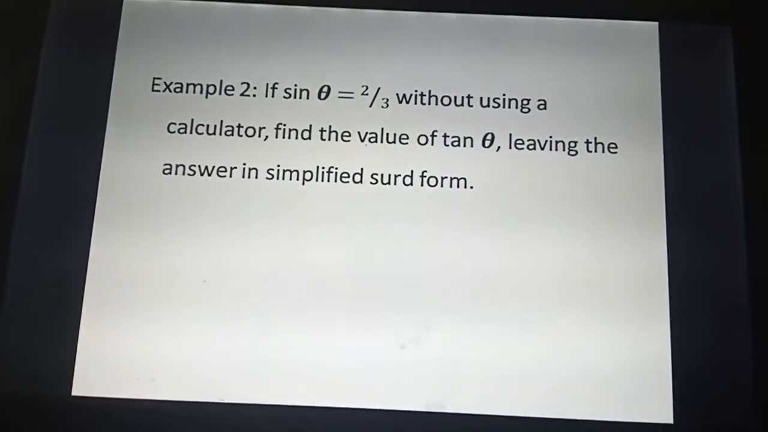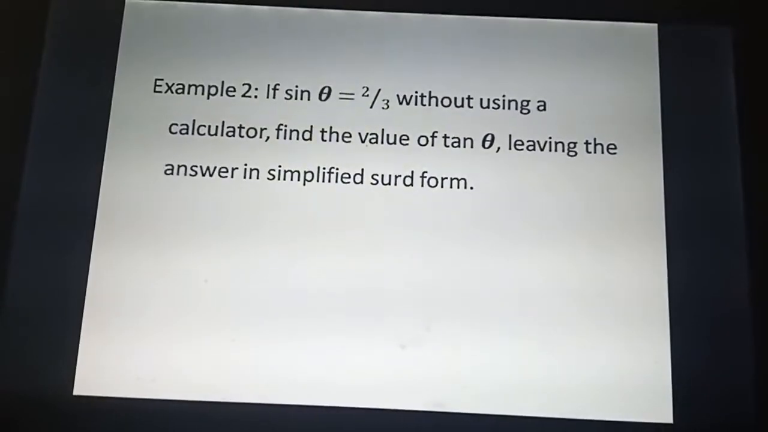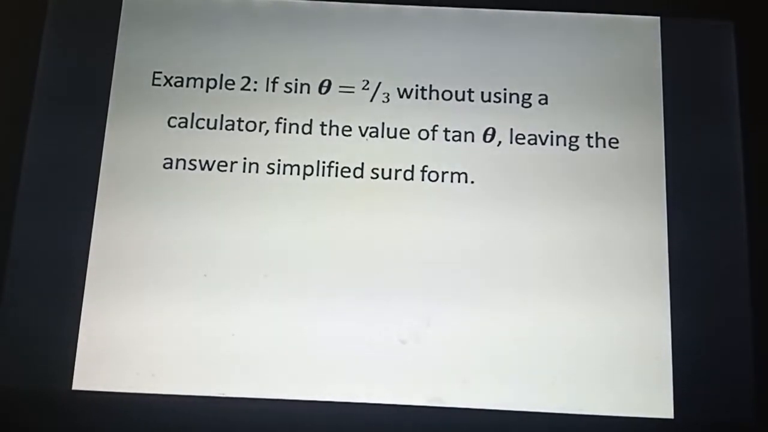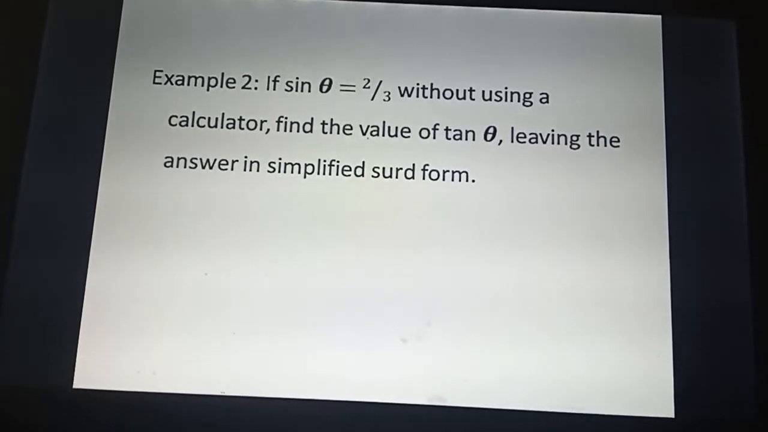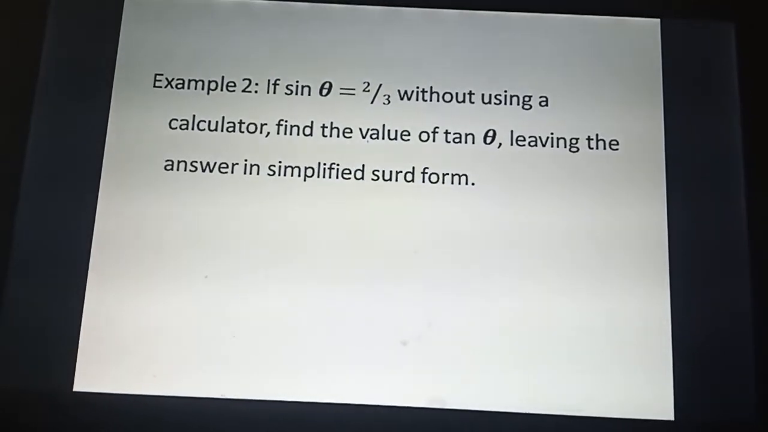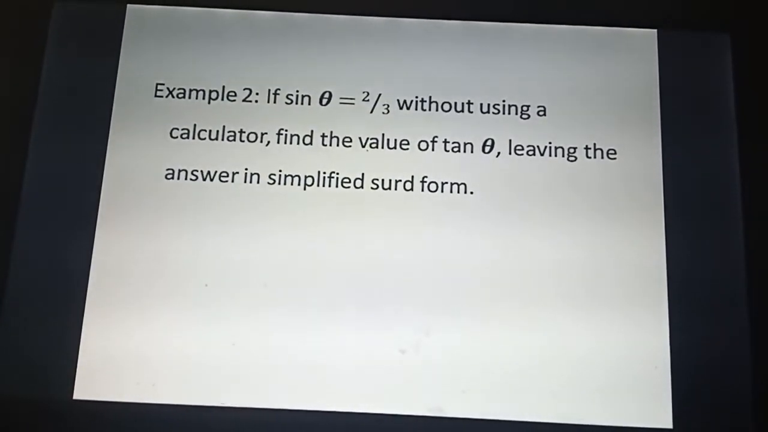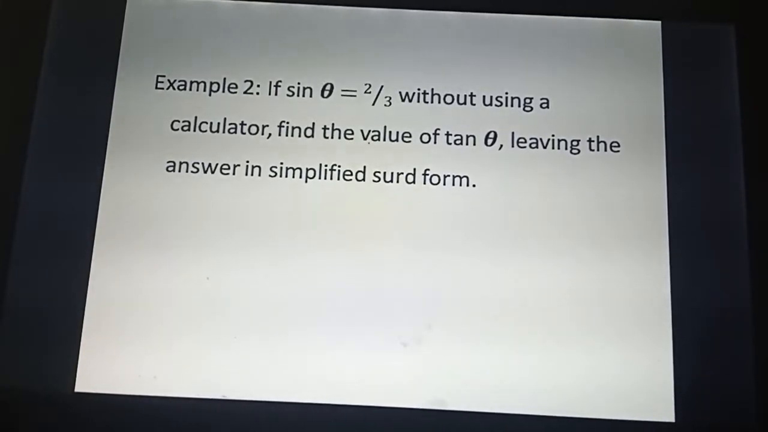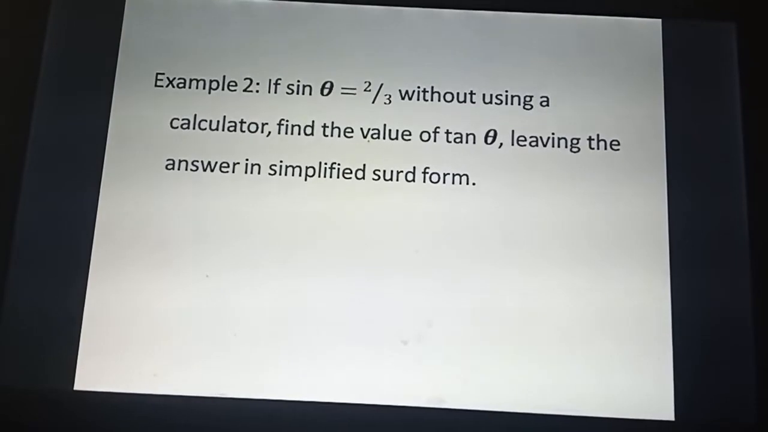Example 2. If sine theta is equal to 2 over 3, without using a calculator, find the value of tan theta, leaving the answer in simplified surd form. As you can see here, the question is referring to trigonometric equations, since it is dealing with what? Theta, sine theta, cos theta, tan theta. So the more you see this, you are talking about trig functions, trig identities or trig examples. So they say you should leave the answer in simplified form.